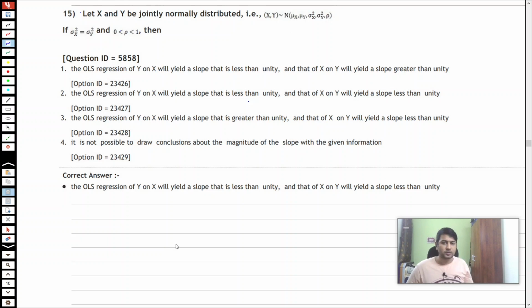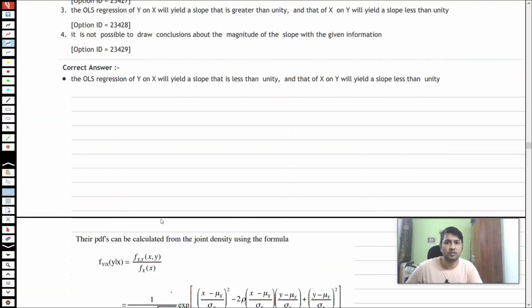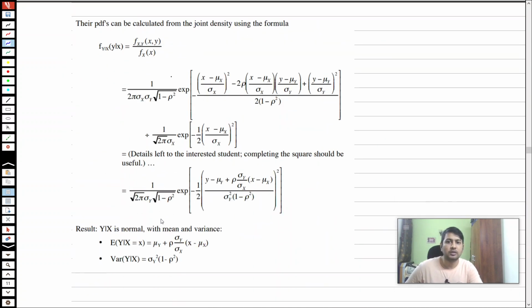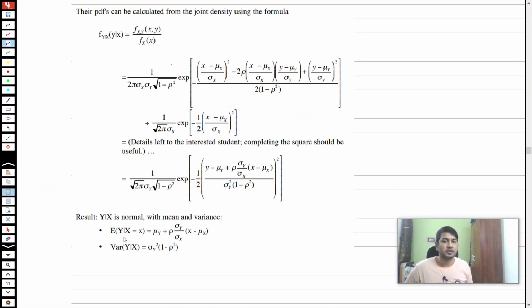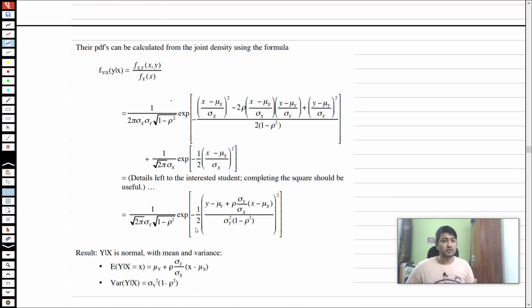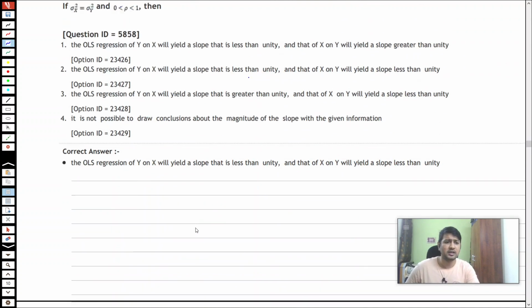So what you need to understand here is that obviously there's this relationship which from higher level algebra you can deduce, that expected value of y given x is equal to mu y plus rho sigma y by sigma x, x minus mu x. But this is all too difficult, and obviously this is not the correct way to go about it, because DSE does not want you to do all this math, because you're not expected to know all this math. You're not doing an advanced degree in stats, you are doing a degree in economics.